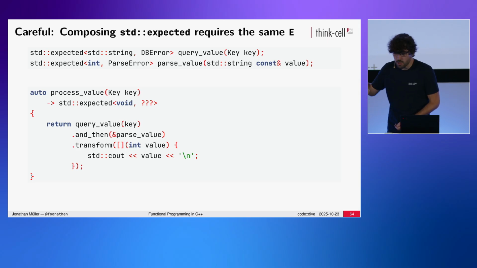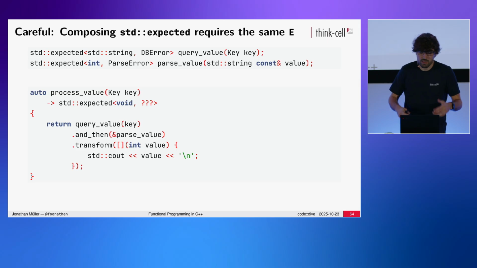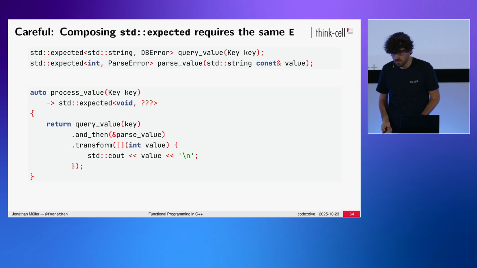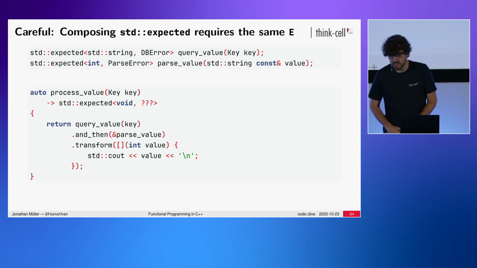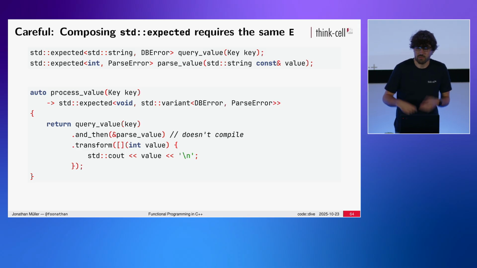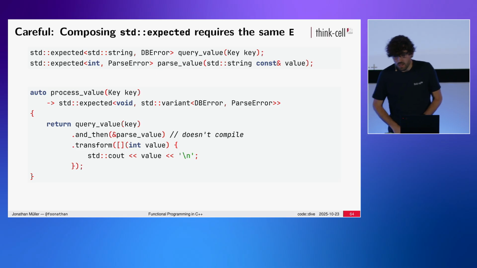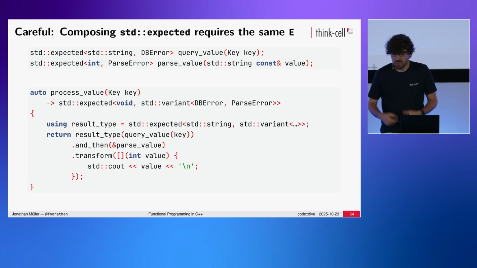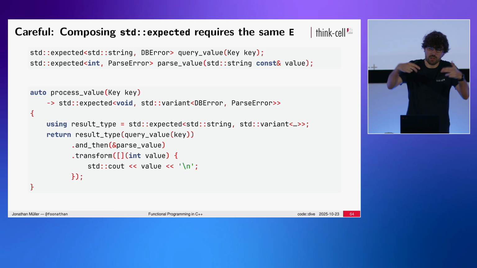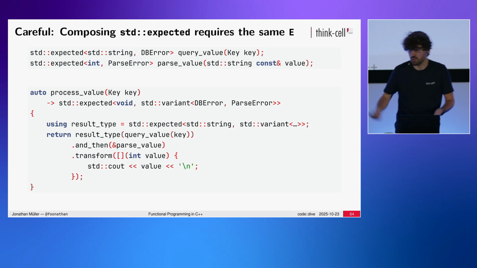Then we cannot easily compose them, because first of all, we need to know the return type of the overall expected, right? And in this case, we can either fail with a DB error or we can fail with a parse error. So the correct error type is variant, DB error, parse error. But then we can't directly use and then to compile it, because and then requires the same error type. So we query the value, and then it doesn't work, it requires the same one. So we have to explicitly cast the query value to the return type with the variant, and then it would work. But this is really annoying, right?